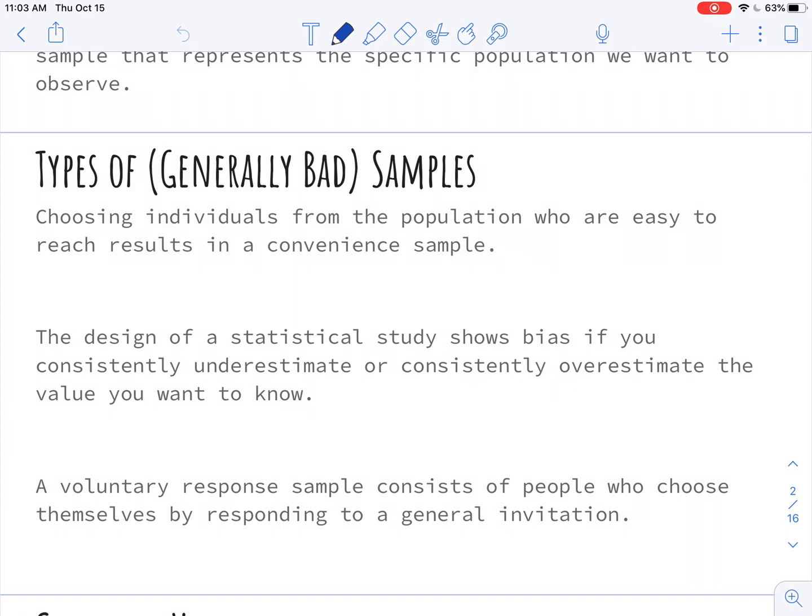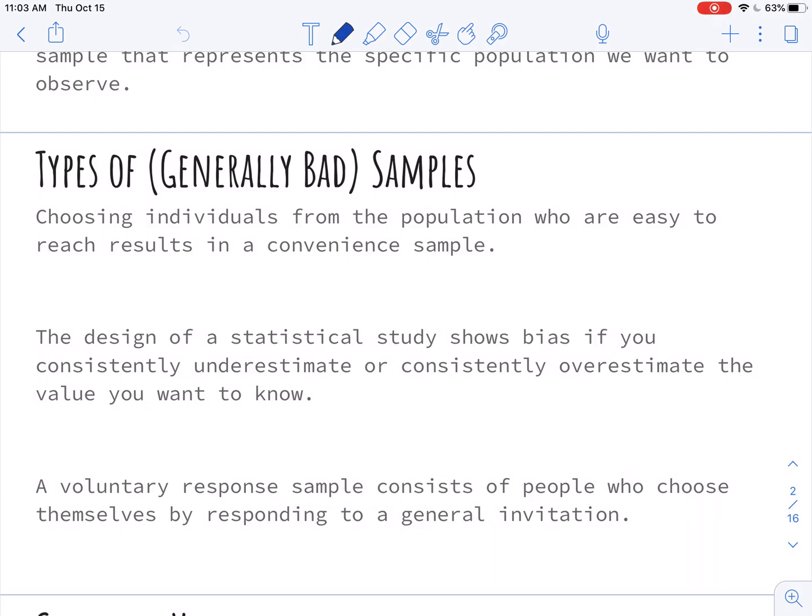A voluntary response sample consists of people who choose themselves by responding to a general invitation. So, easiest example I can think of. You go to a fast food restaurant these days, how many times do you walk away and they say, here's a link, they circle something at the bottom of the receipt, they say, here's a link to a survey, if you complete the survey you get a free soda or you get a free hamburger or whatever. I think I've gotten those 300 times in my life and I've never done a single survey.